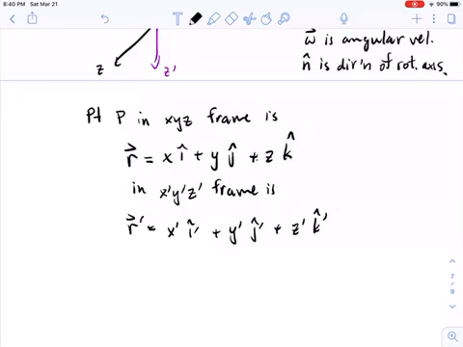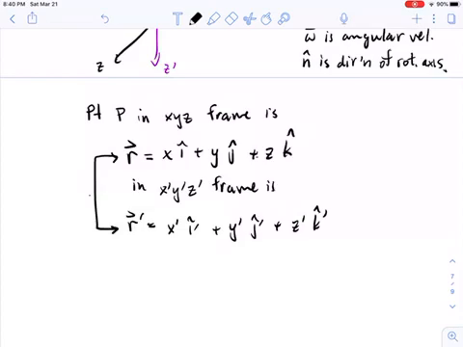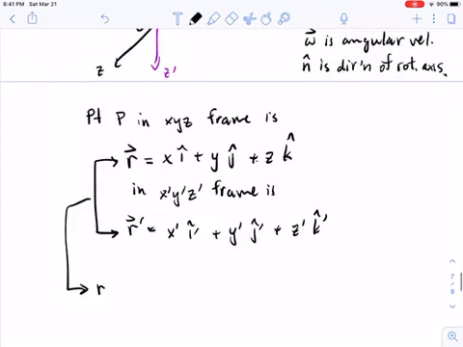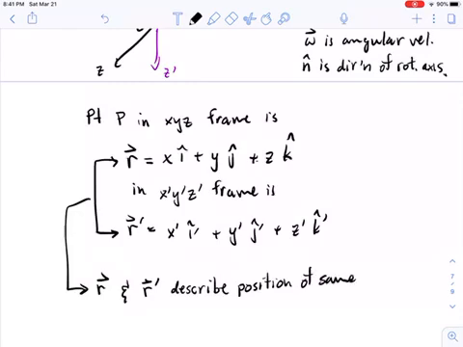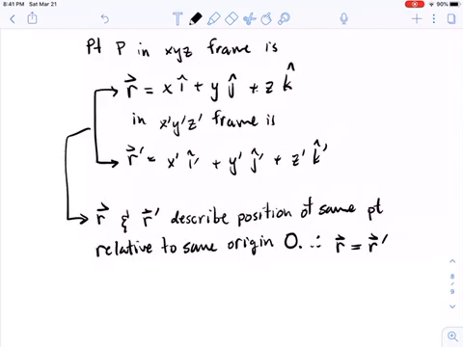Now these two position vectors describe the exact same point relative to the same origin O, and so these are identical vectors. Vectors R and R prime describe the position of the same point relative to the same origin O. Therefore, these vectors are equal. They just have their components specified relative to different coordinate systems.